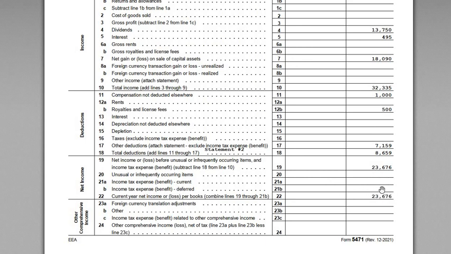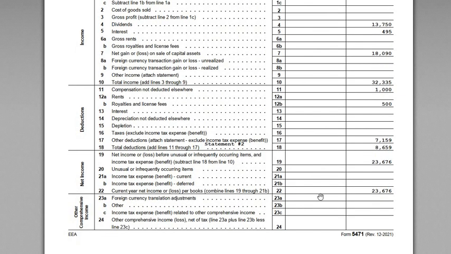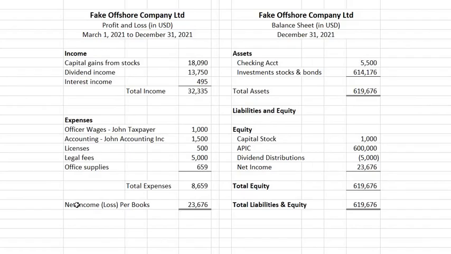We don't have any income tax expense for this business. Again, remember, we're set up in the Cayman Islands. Cayman Islands doesn't have any income tax expense. And all the investments that we're involved in didn't generate any taxes at source. So we didn't have any kind of withholding taxes or anything like that. So our current year net income or loss per books on line 22 here is $23,676, and that reconciles with our net income or loss per books amount here.